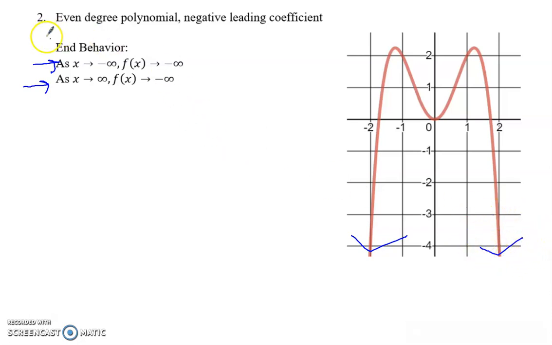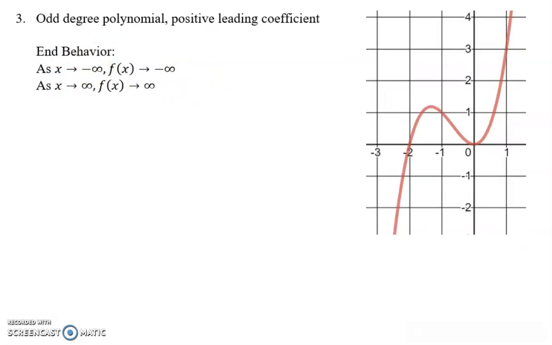Okay? So again, if you have an even degree polynomial, negative leading coefficient, both ends go down. So the end behavior of both left and right end behavior both go towards negative infinity.